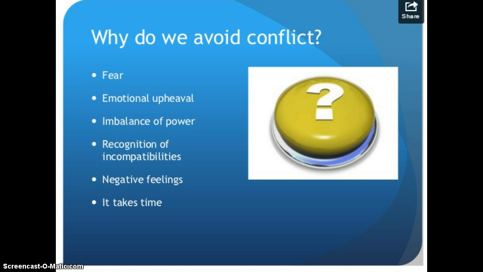Why do we avoid conflict? I think because fear plays a great component of why we avoid conflict, because we're about ready to engage in an unknown outcome of how the communicative event is going to take place, or the outcome of that communicative event. So we're fearful of it. The other reason is because it causes a lot of emotional upheaval because of the imbalance of power. We have to give up some of our power in order to engage and resolve in conflict. And it's because we have incompatibilities within our relationships, specifically intimate relationships. We have incompatibilities, and those are really hard to get through and struggle through.